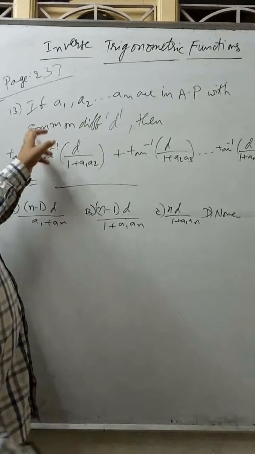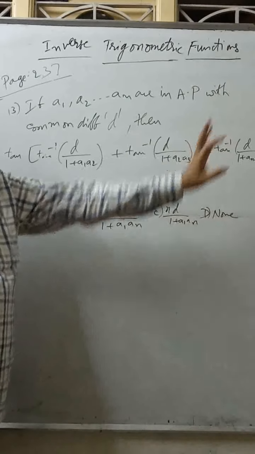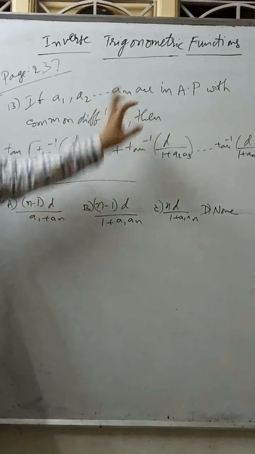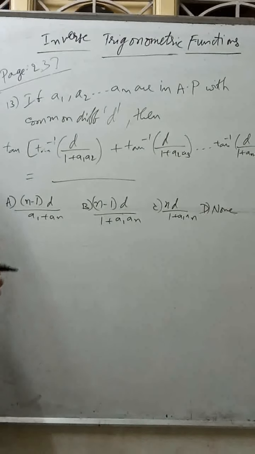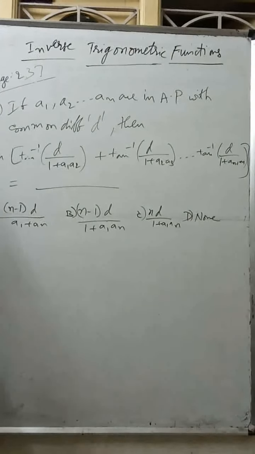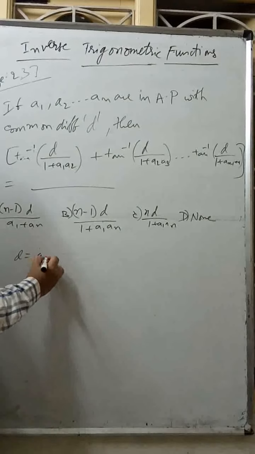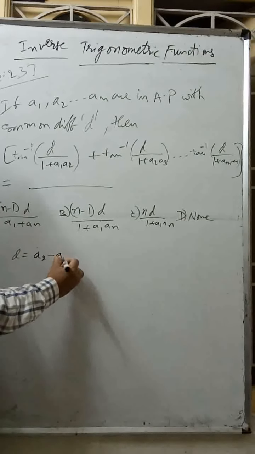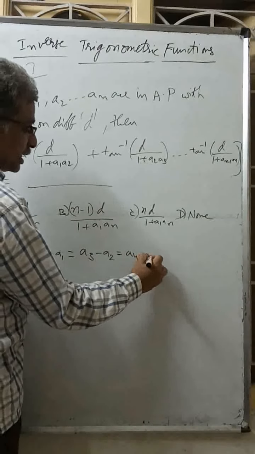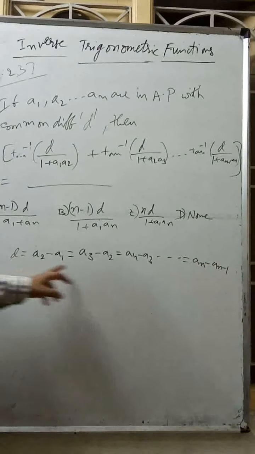If a1, a2, ..., an are in AP with common difference d, then tan of tan inverse of d by 1 plus a1 a2, plus tan inverse of d by 1 plus a2 a3, and so on, up to tan inverse of d by 1 plus a(n minus 1) an. D is the common difference, and a1, a2, ..., an are in AP. We know what AP is from 10th class. Arithmetic progression means there is a common difference between any two terms and that difference is the same. So what is the common difference? D equals T2 minus T1, second term minus first term. Here a2 minus a1 is also equal to a3 minus a2, is also equal to a4 minus a3, and so on. The common difference between any two terms is d.